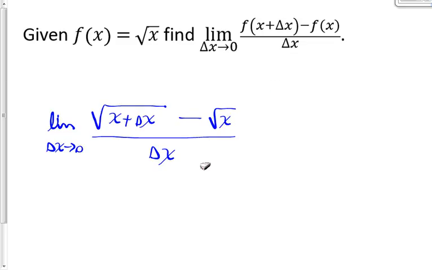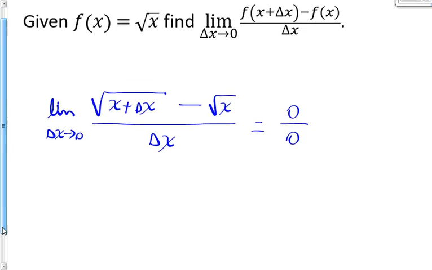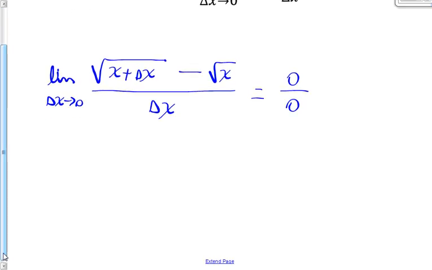So then I want to calculate this limit. I'll plug in 0 for delta x. But when I do that, I get the square root of x minus the square root of x, which is 0 over delta x, which is going to 0. So I once again get the indeterminate form. Well, in this case, we're not going to factor, we're going to rationalize. So let's rationalize the numerator here.